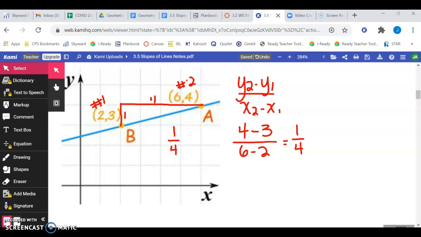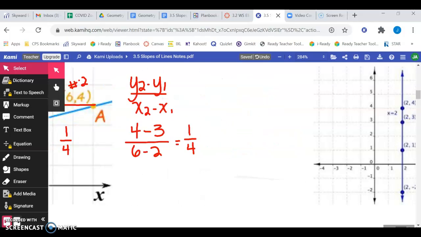And it's positive, and we know it's positive just by looking at it because the line is going uphill when we look at it from left to right. So we know it should have a positive answer.